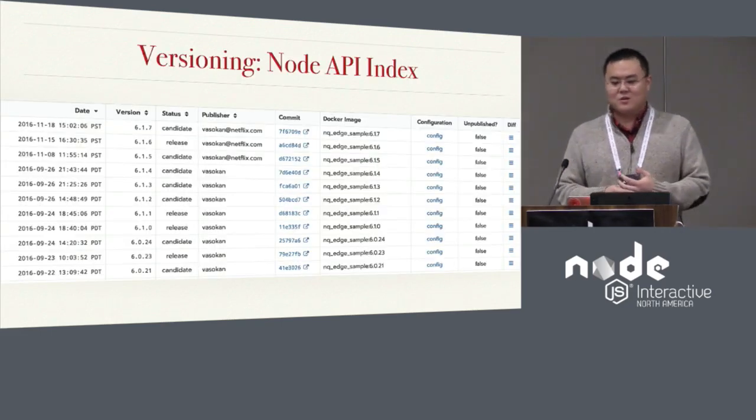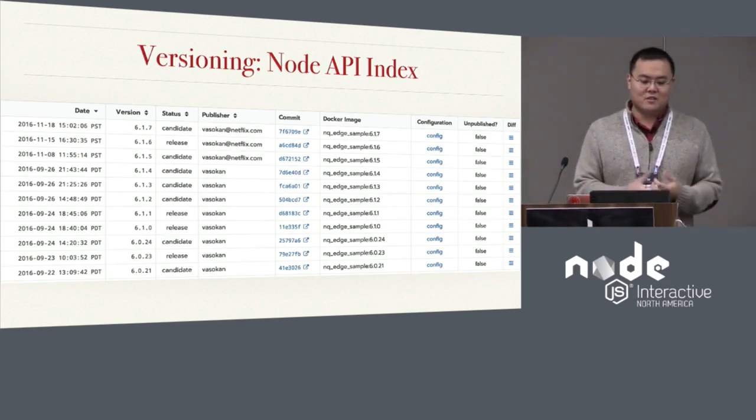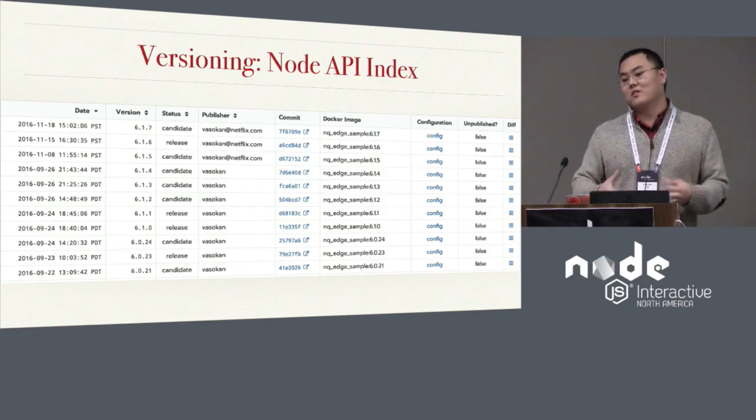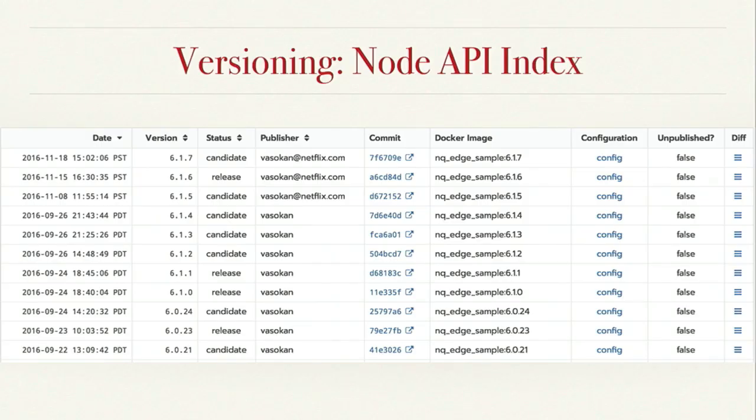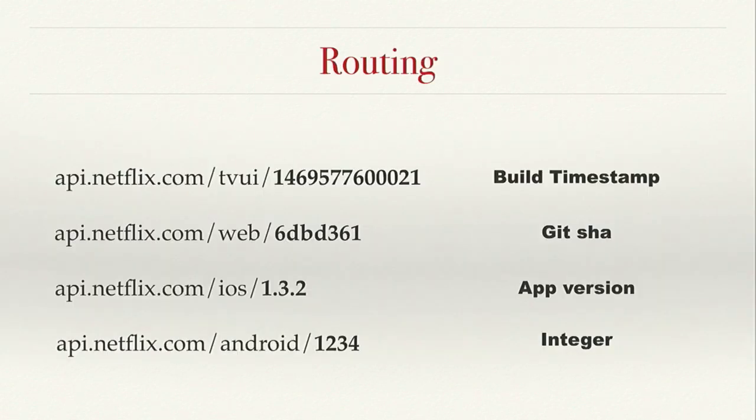So we built sort of an NPM for services at Netflix called the Node API Index, and that immutably tracks all of the versions of all of your applications that you've published with the semantic versions. You can see the owner, the Git commit that it maps to, the Docker image that it builds. And so this ensures that every single version is trackable back to both an SCM commit and a Docker image, which means that all of these bits are immutable. So this really helps out with the reproducibility of your application.